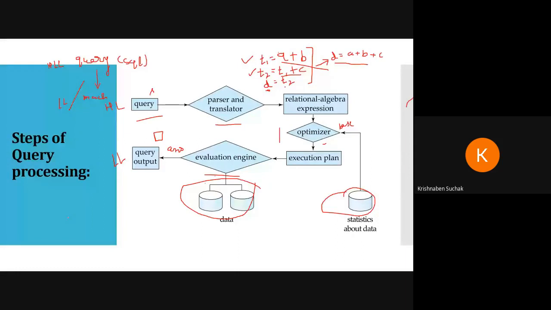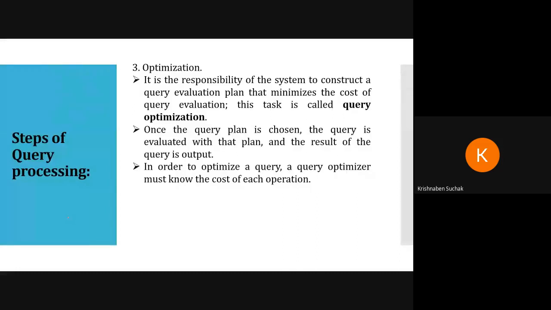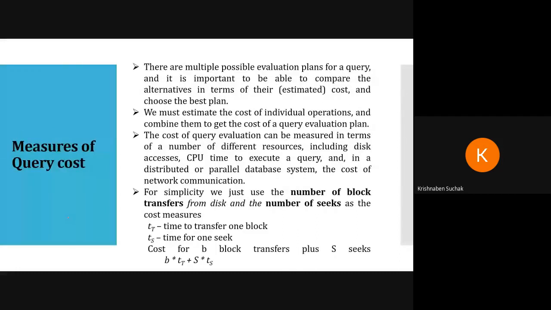So these are the three basic steps for query processing, and this is the most important question for your GTU exam. Now let us see measures of query cost. If you have more than one query, how are you going to identify which query is best for you? By the cost. There are many factors, cost, memory, human efforts, but right now let us consider the cost factor. There are multiple possible evaluation plans for a query, and it is important to be able to compare the alternatives in terms of their estimated cost and choose the best plan.